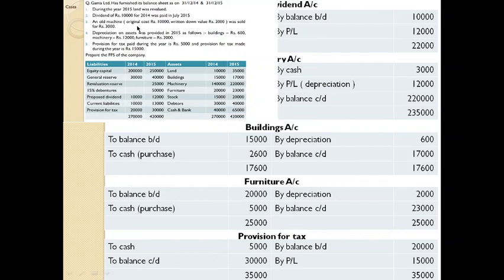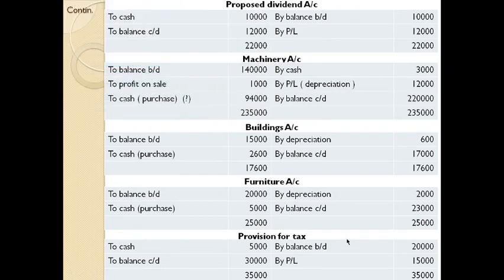And for only two items you need to prepare accounts compulsorily, that is proposed dividend and provision for tax. We have dealt with both the cases here. Proposed dividend and provision for tax is given. At the same time, there is additional information given in the question. Even if there is no information regarding proposed dividend and provision for tax, you have to prepare these two accounts, proposed dividend as well as provision for tax. Remember those concept and rule.